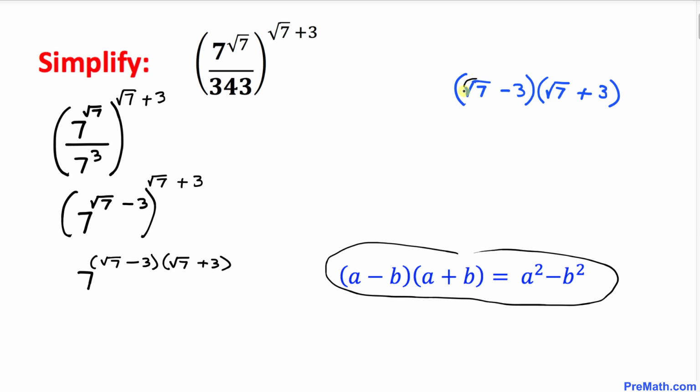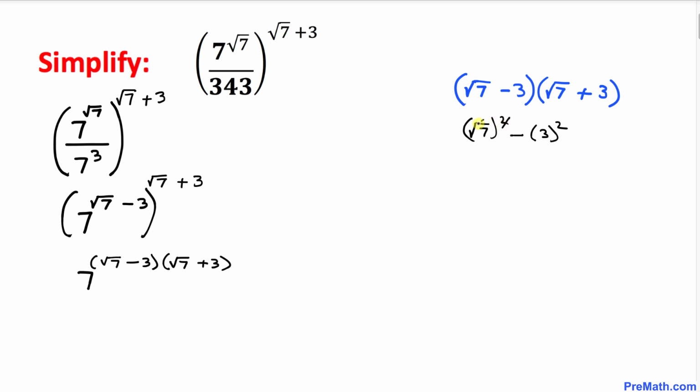So in this case I'm going to call this our A, this is our B, likewise this is our A and this is our B. Then this could be written as, by using this formula, square root of 7 squared minus 3 squared. Now we can see that this square and square root undo each other. We end up with simply 7 minus 3 squared, which is 9. So that is simply going to give us negative 2.